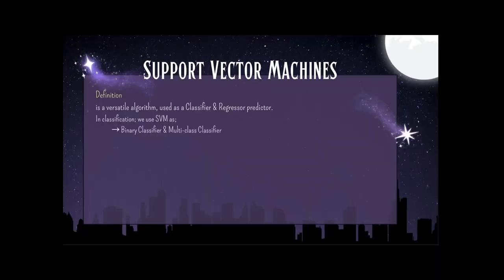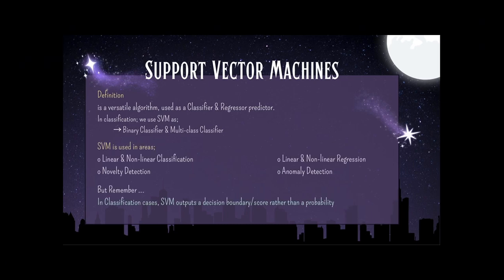And let's start with the support vector machine definition. It's a versatile algorithm used as a classifier and regressor predictor. In classification cases, we use SVM as a binary classifier or multi-class classifier. SVM, or support vector machines, is used in areas such as linear and nonlinear classification, linear and nonlinear regression, novelty detection, and anomaly detection. But also need to remember that in classification cases, SVM outputs a decision boundary or a score rather than a probability.